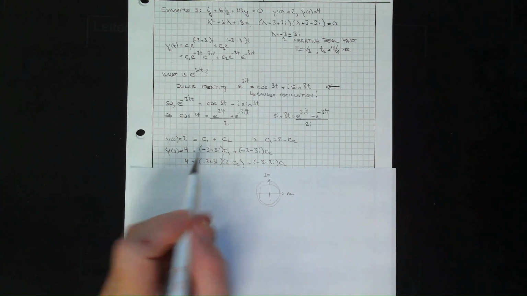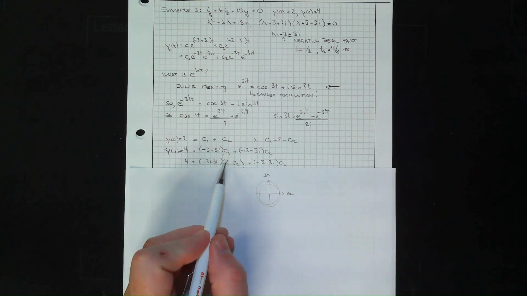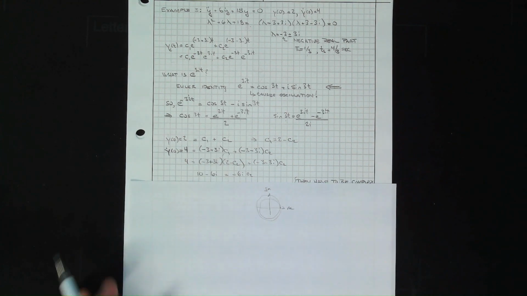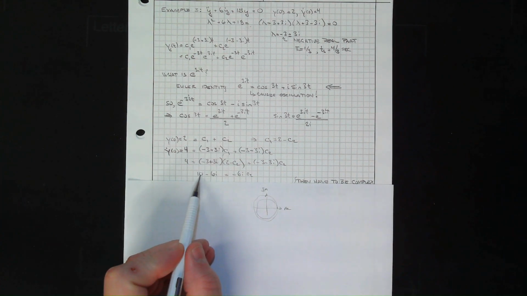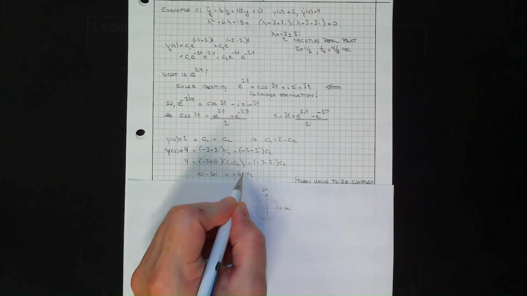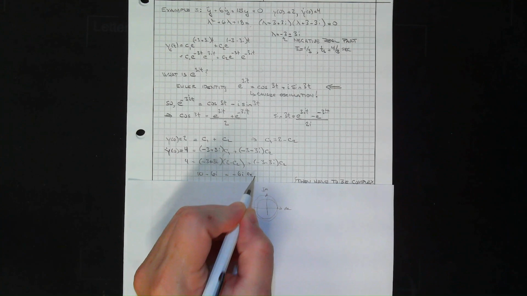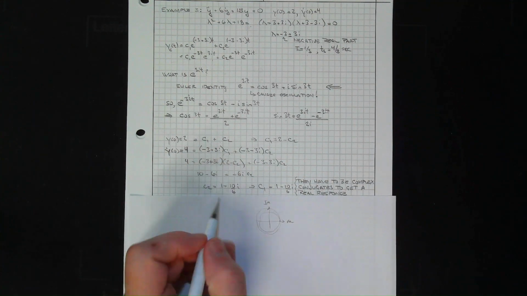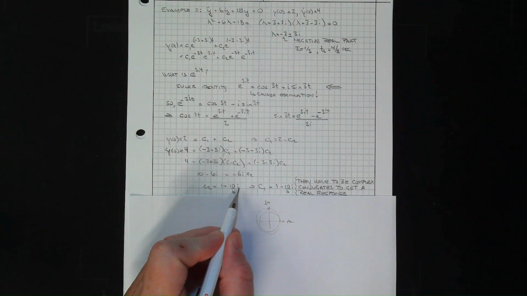Now we would substitute in for C1, 2 minus C2. Now we have one equation. Multiply everything out, and we have 10 minus 6i equals minus 6i C2. If you solve for C2, you get C2 equals 1 plus 10 over 6i.